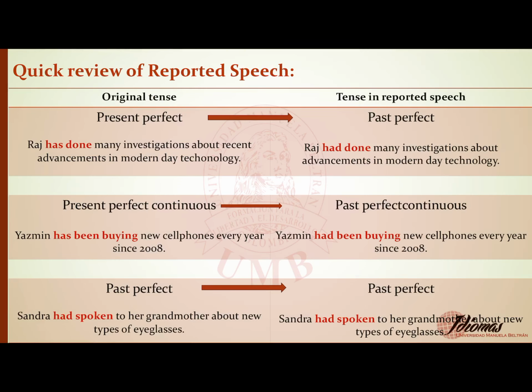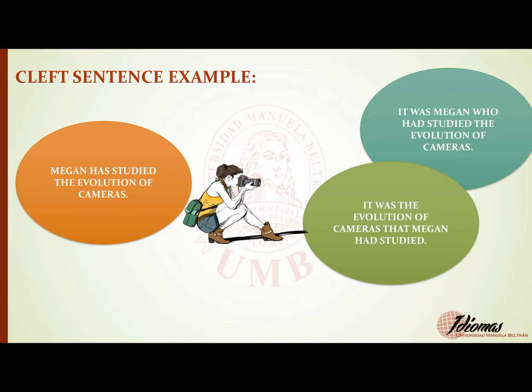Let's continue. A quick review of reported speech. Let's look at the first one. Raj has done many investigations. Here you see "has done" is a present perfect, and we need to change that present perfect to past perfect by changing the word "has" to "had." We change it to past perfect. You were already informed of reported speech, so it's up to you now to review reported speech.